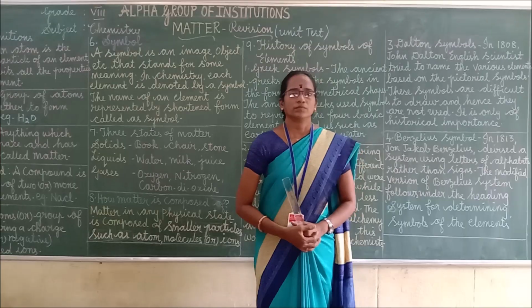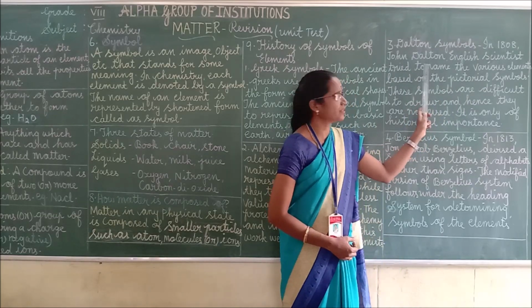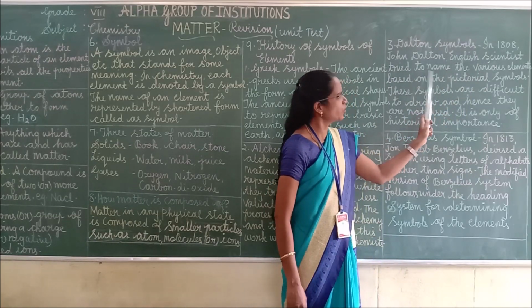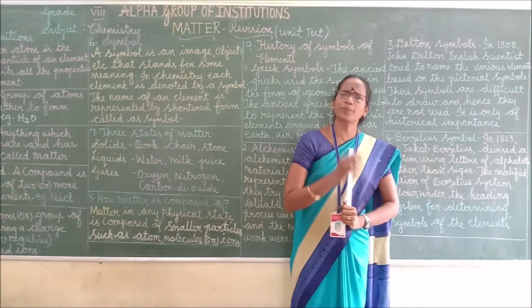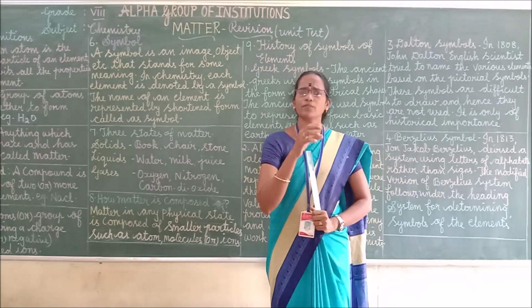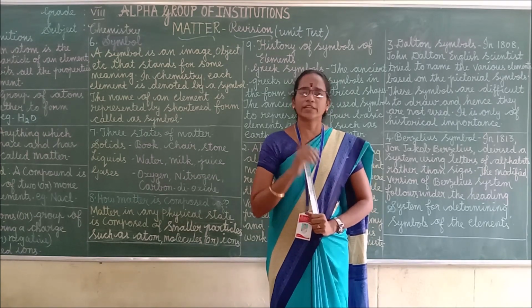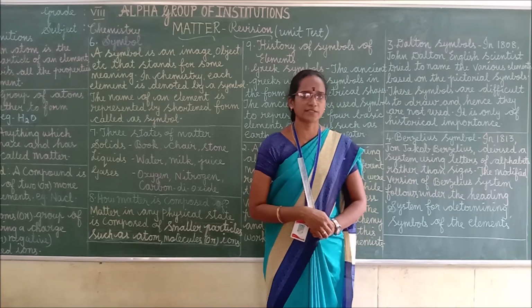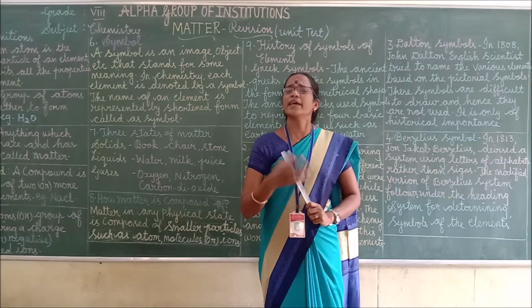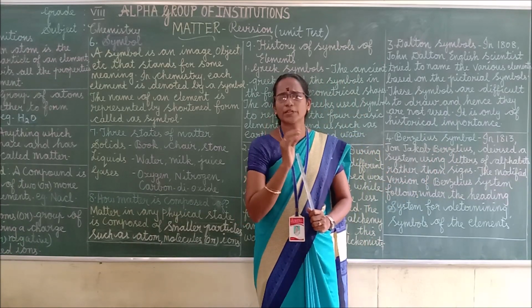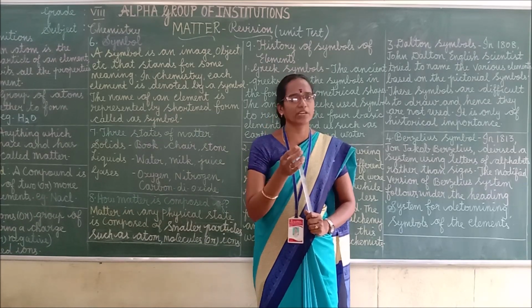Next we can move to the Dalton symbols. In 1808, John Dalton, an English scientist, tried to name the various elements based on pictorial symbols. What are the pictorial symbols? If you have the book, you just refer to the book. Otherwise, you refer to the part 1 video. In that I have mentioned the pictorial symbols. These pictorial symbols are very difficult to draw. Hence, they are not used. Those pictorial symbols are only of historical importance. At the same time, they are very difficult to draw.